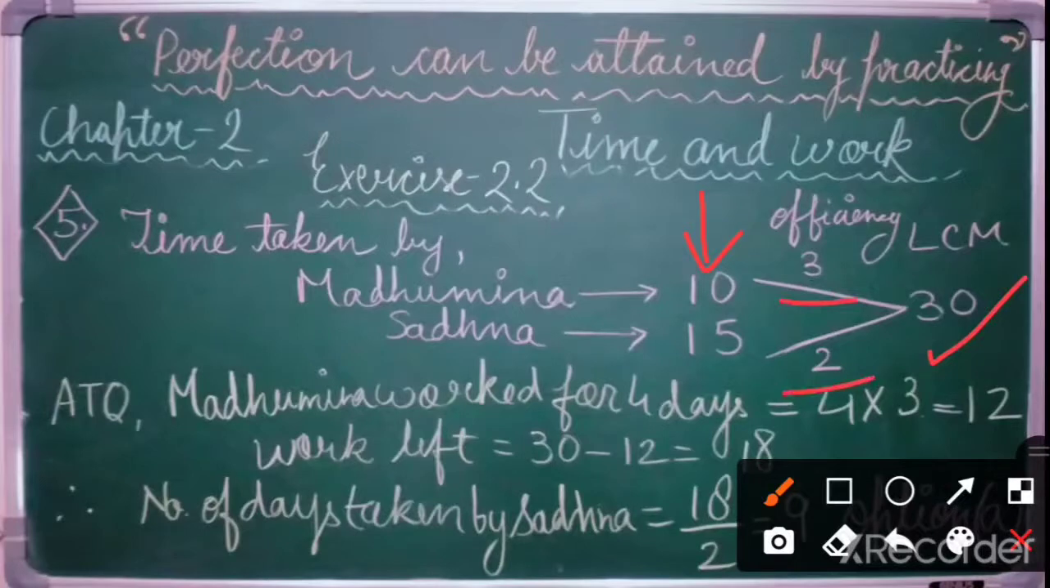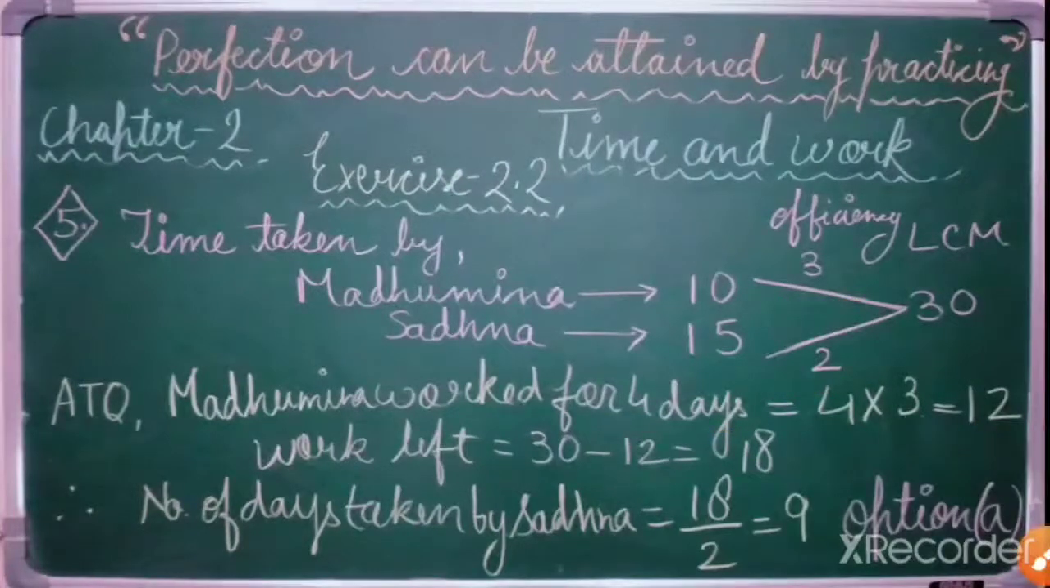Now the question is, Madhumina started the work and after 4 days she gave it to Sadhana. Obviously, Madhumina has worked for 4 days and her efficiency is 3 in a day, so she has already done 12 work. How many units of work are left? Total work was 30, and 12 is done by Madhumina, so only 18 units of work are left. So the number of days taken by Sadhana would be 18 divided by 2, because 18 units of work are left and her efficiency is 2. So the answer would be 9, that is option A.